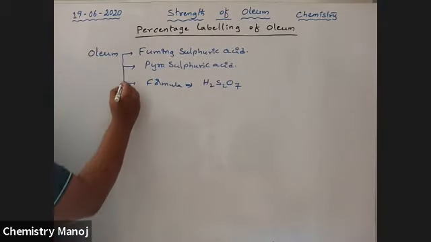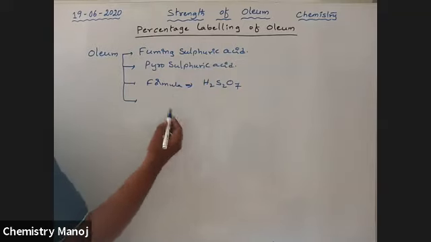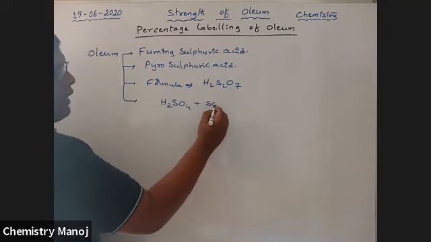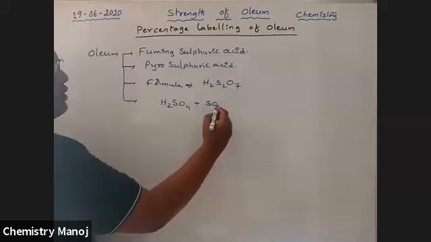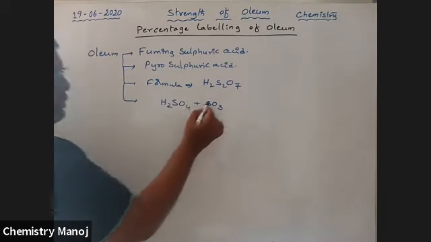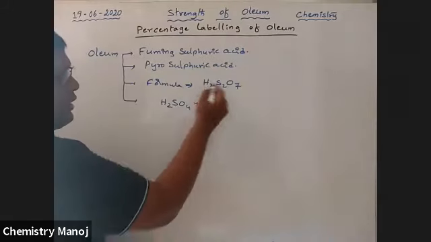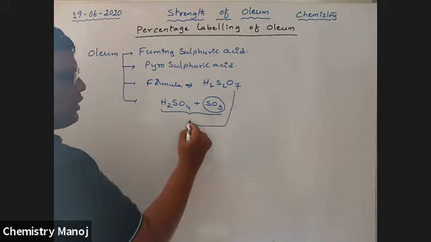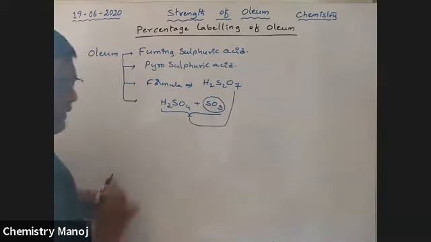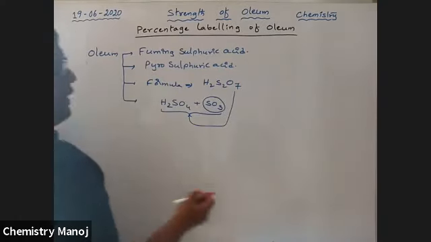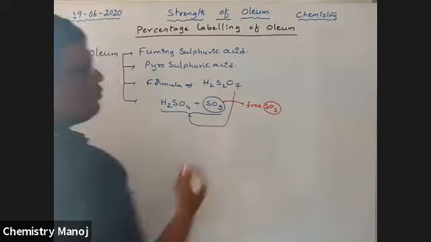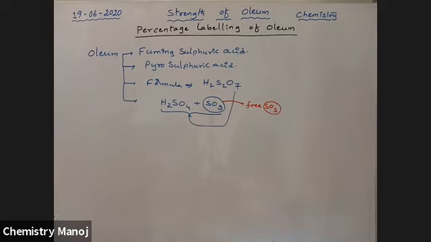H2S2O7 is the mixture of H2SO4 and SO3. This SO3 present in this oleum, we consider as free SO3. That is considered as free SO3. So it is oleum.